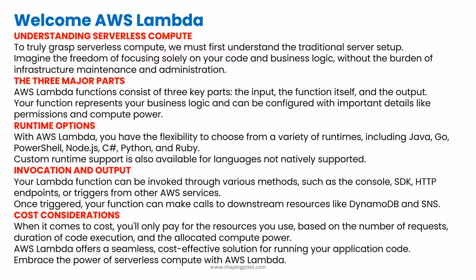With AWS Lambda, you have the flexibility to choose from a variety of runtimes, including Java, Go, PowerShell, Node.js, C Sharp, Python, and Ruby. Custom runtime support is also available for languages not natively supported. Your Lambda function can be invoked through various methods, such as the console, SDK, HTTP endpoints, or triggers from other AWS services. Once triggered, your function can make calls to downstream resources like DynamoDB and SNS.